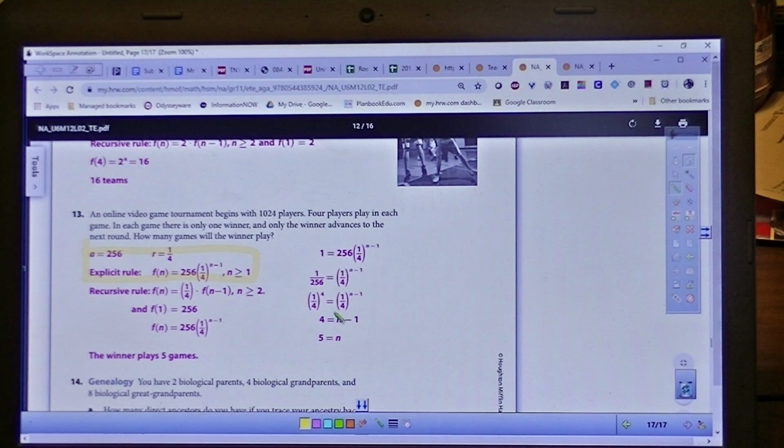Craziness, okay? So if that's true, and that's just a little trick of the trade, when we learn with logs, that'd be a lot easier. And they said, well, if this is true, that means 4 is equal to n minus 1. You add your 1, and then that ends up being, okay, there we go. How many games will the winner play? 5. So I'm sure you didn't catch all of that, but that's what we're looking for.